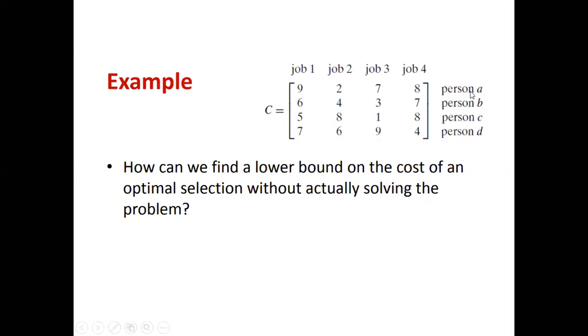So what does this matrix talk about? This is an n cross n matrix, 4 cross 4, because there are 4 jobs and 4 persons. For person A, if I assign job 1, the cost is 9. If I assign job 2, the cost is 2. If I assign job 3, the cost is 7. If I assign job 4, the cost is 8. So there are different costs for each job for the same person.